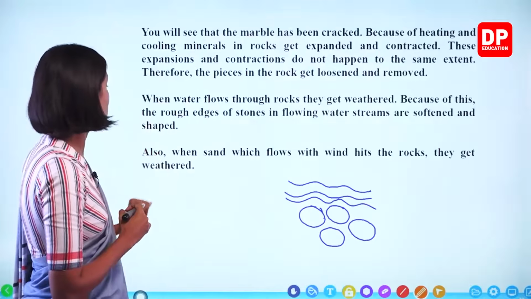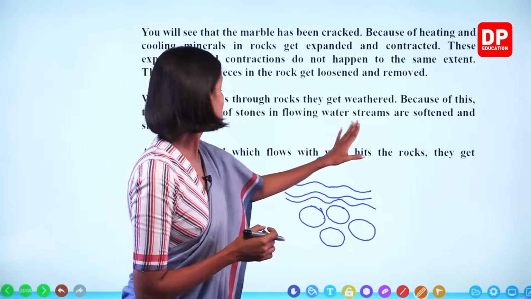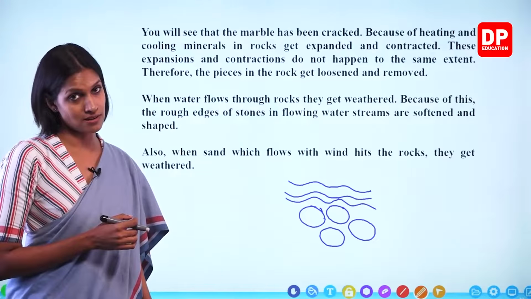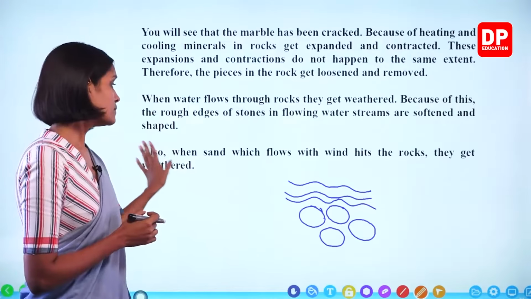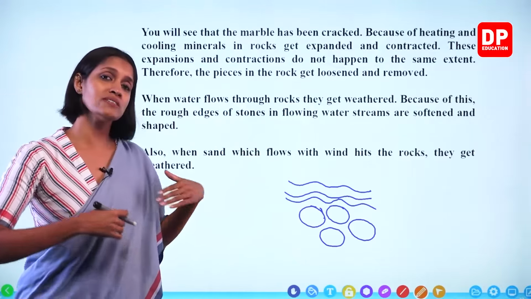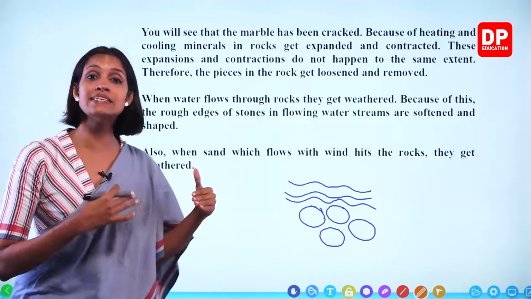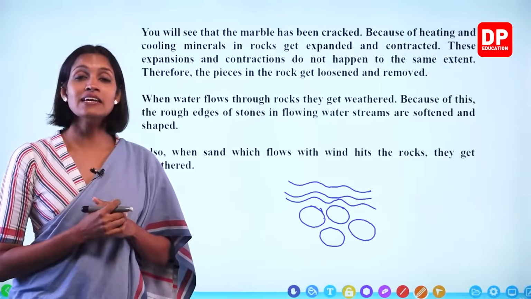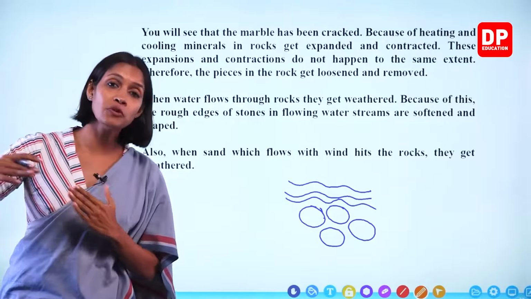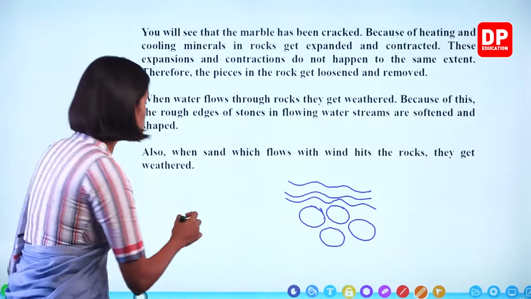There's another one. Also, when sand which flows with wind hits the rocks, they get weathered. Because of wind also, weathering of rocks takes place, children. Now you must have heard of sandstorms. Most of the time sandstorms occur in desert areas. Right? In desert areas, when sandstorms occur, the wind flows with sand particles. Okay, children? So then what happens?